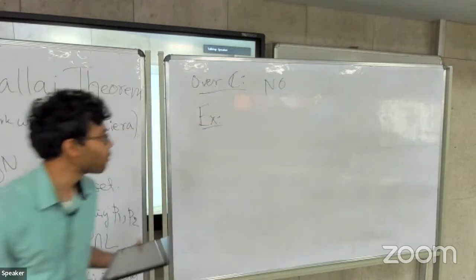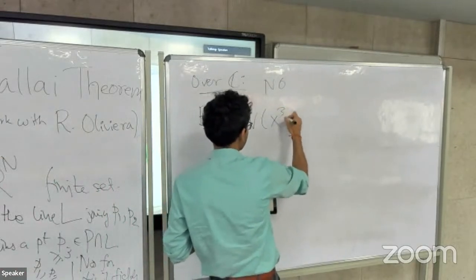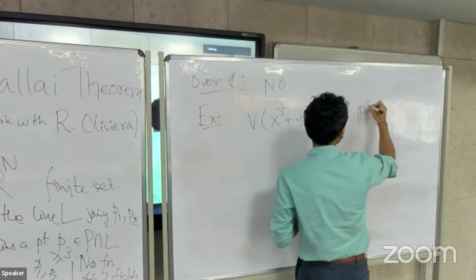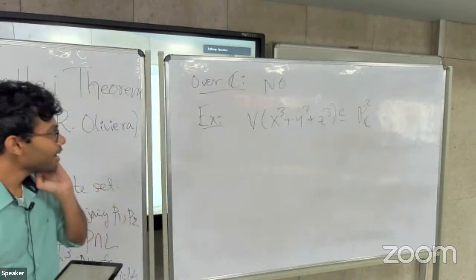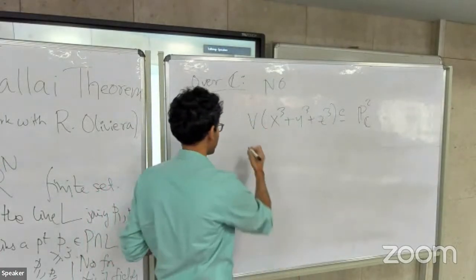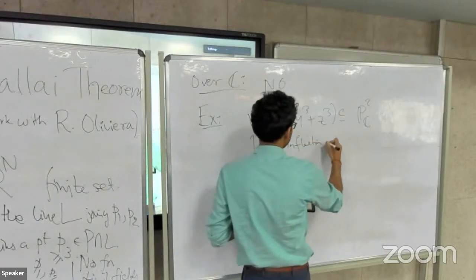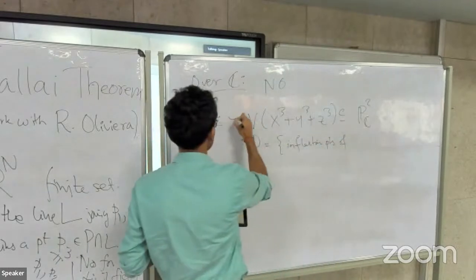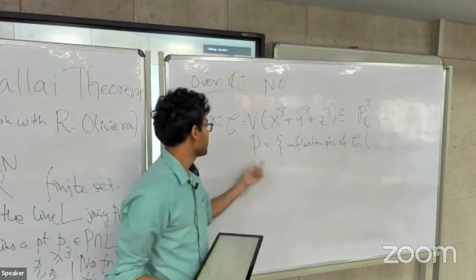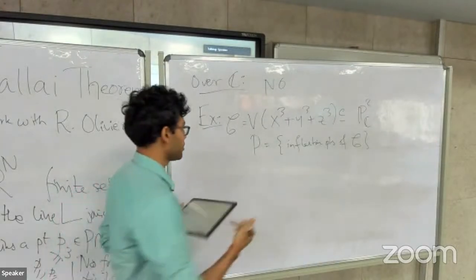So I'm going to give you a set of points which satisfy this property, right? So how do we find them? Let's look at this curve, x cubed plus y cubed plus z cubed, inside of CP2. This is a smooth cubic curve. It has 9 inflection points. So P is the set of inflection points of, let's say, this curve C. And these points have the property that the line joining any two of them contains a third one from your set. But they are not all collinear.